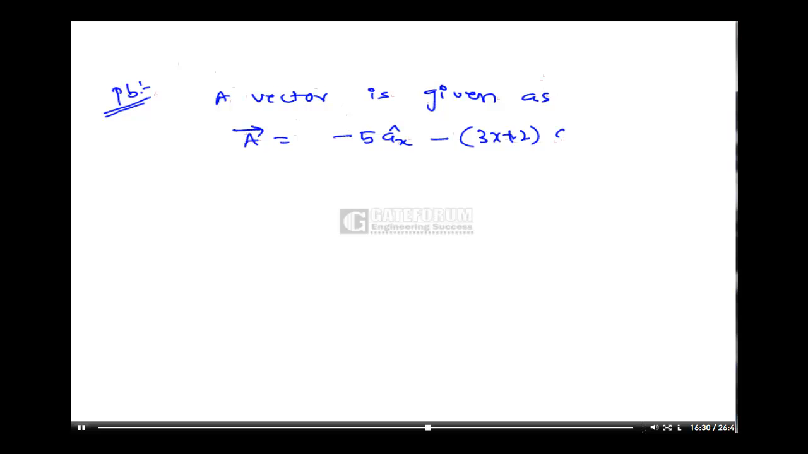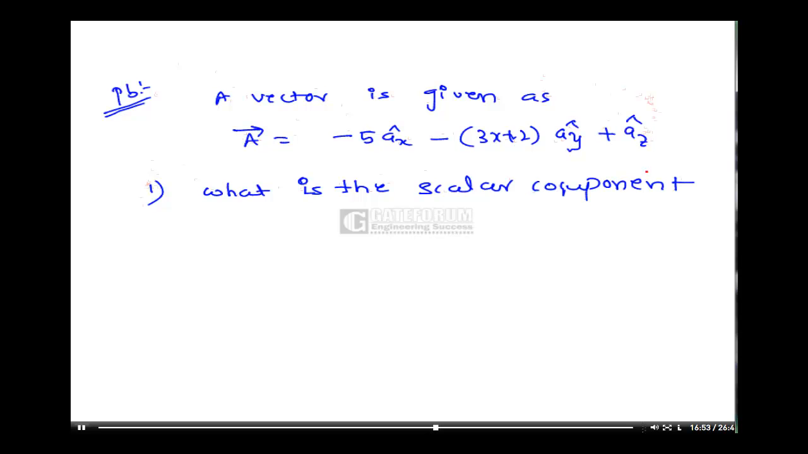So we will work out a simple problem based on this concept. The problem is, a vector is given as a bar is equal to minus 5ax plus (minus 3x plus 2) ay plus az. So like this a vector is given. The first question is, what are the scalar components of the vector in x, y, z directions?